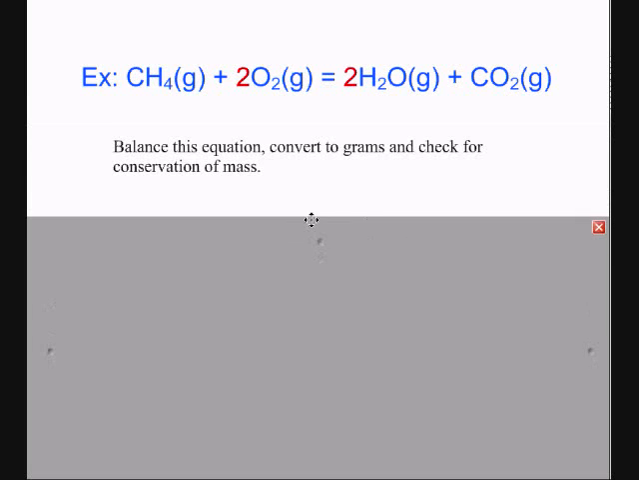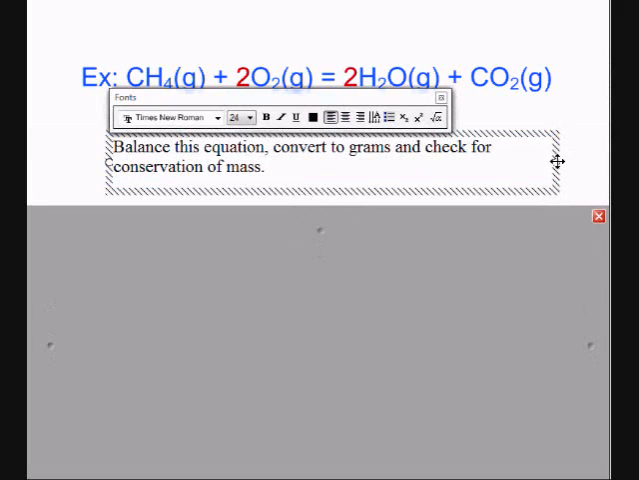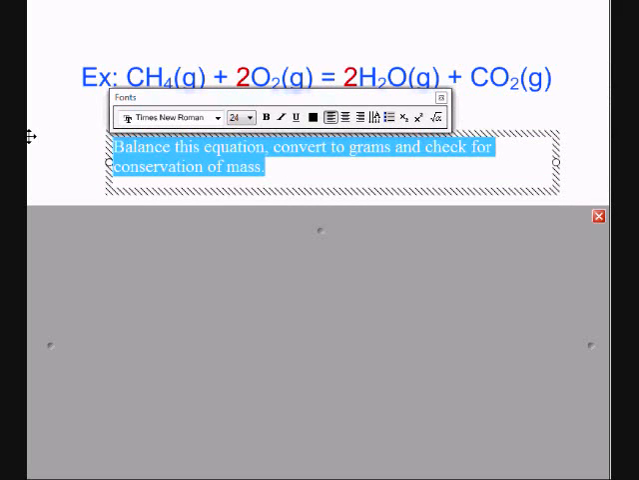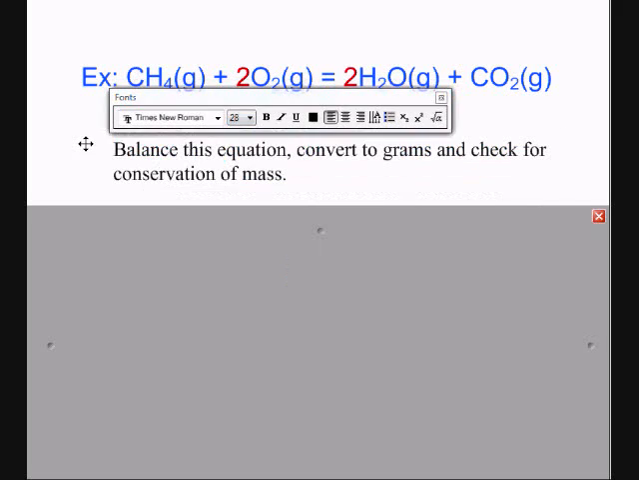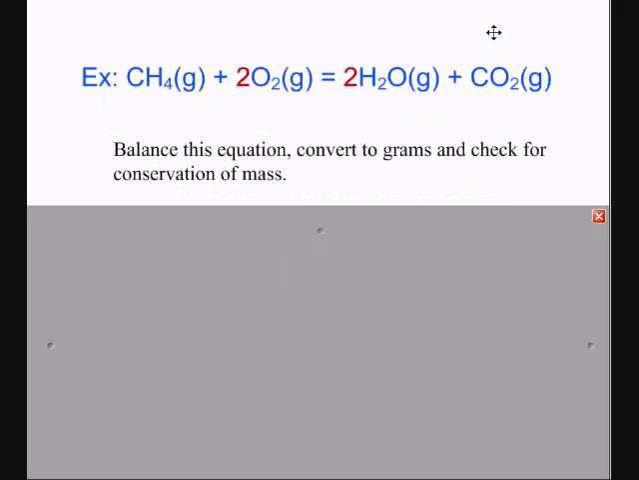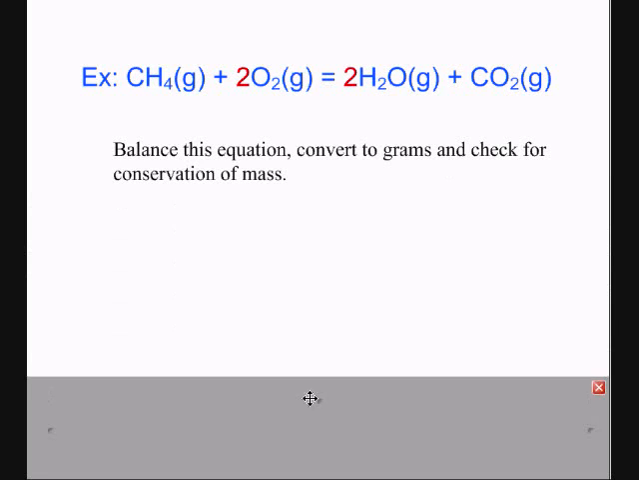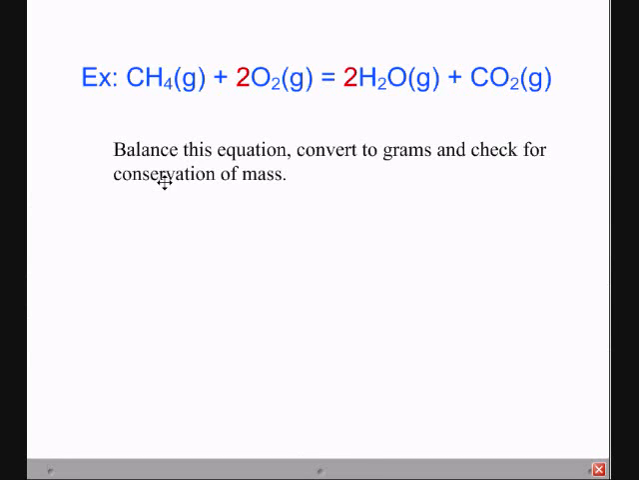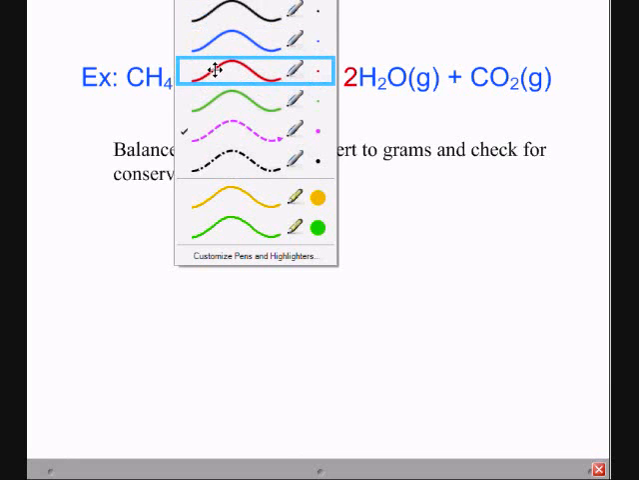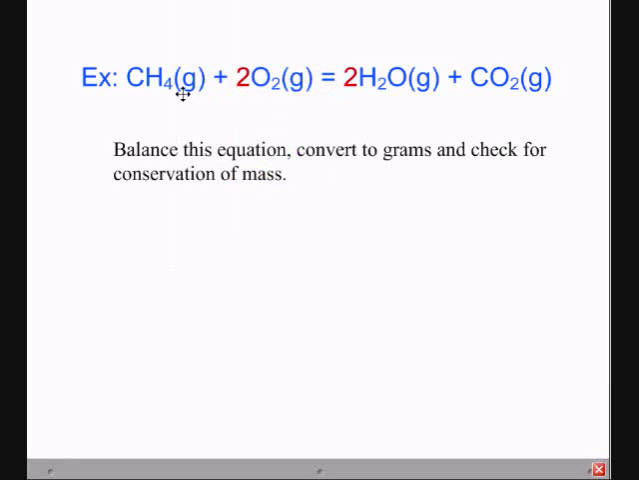Fair enough. Here's my question for you. Let's choose a bigger font here. Okay. Balance this equation and convert to grams and check for conservation of mass. No problem. Let's go ahead and do it. Okay, I'm going to go ahead and write these in, but I hope that you guys remember how to do this, right?